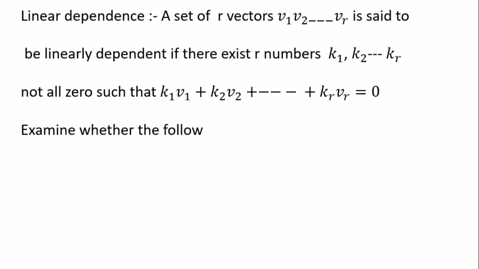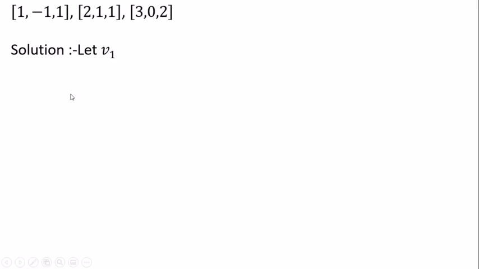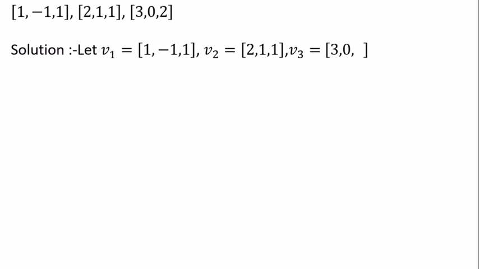Examine whether the following vectors are linearly dependent or independent. And if dependent, here we learn how to find the relation between them also. So the vectors are 1, -1, 1; the second vector is 2, 1, 1; and the third vector is 3, 0, 2. Let us denote these three vectors by v1, v2, v3. So v1 is equal to (1, -1, 1), v2 is equal to (2, 1, 1), and v3 is equal to (3, 0, 2). Now we have three vectors with us, v1, v2, v3.